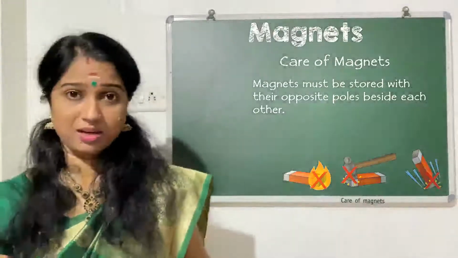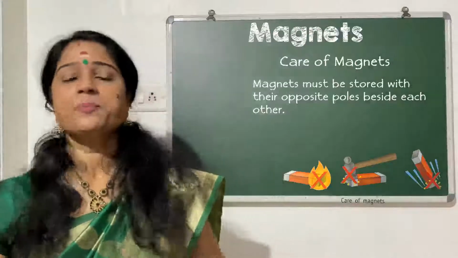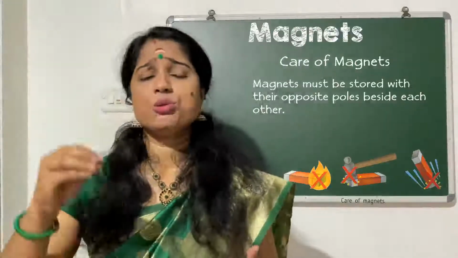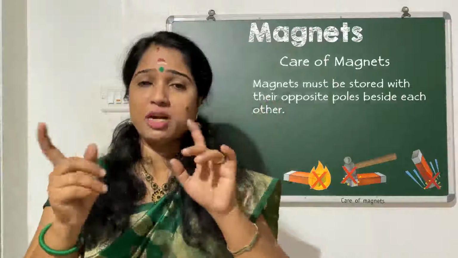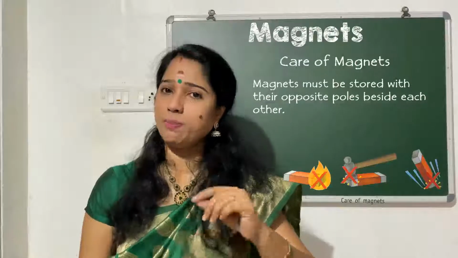These are two powerful magnets, so I cannot keep any pin or anything near them. It attracts it very fast. So both different poles of the magnet should be kept closer to each other. That's a simple tip for keeping the magnet.